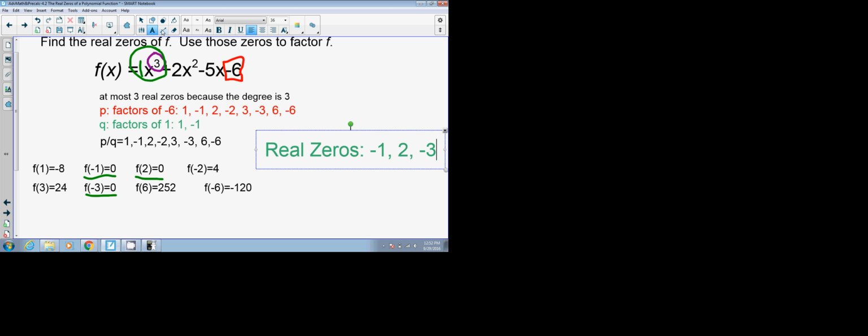Now we need to use those zeros to factor. Since we have all 3, remember the most we could have are 3 real zeros, it's very easy to factor. All we have to do is kind of plug it in backwards.